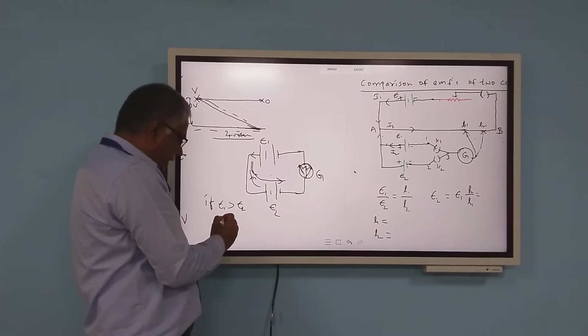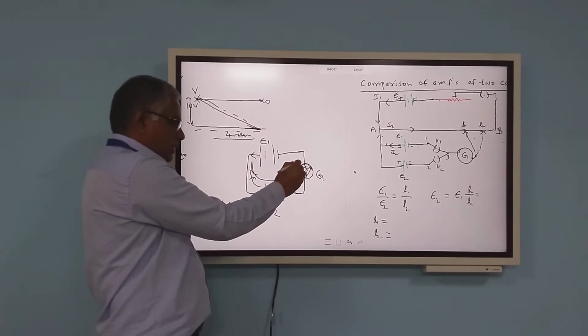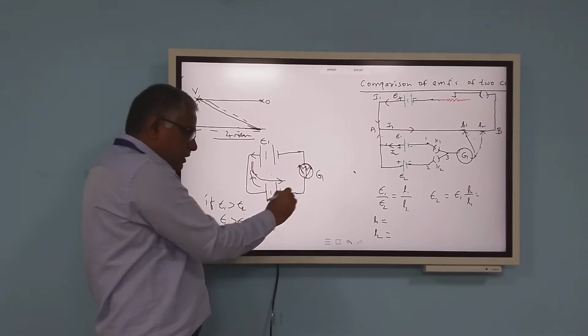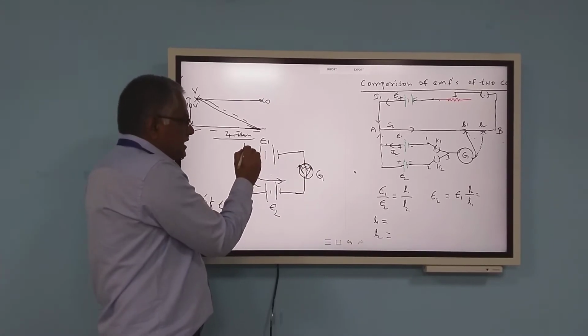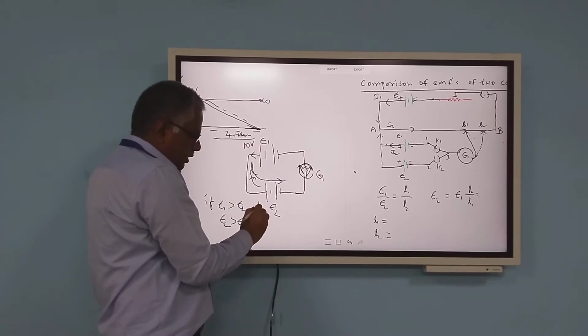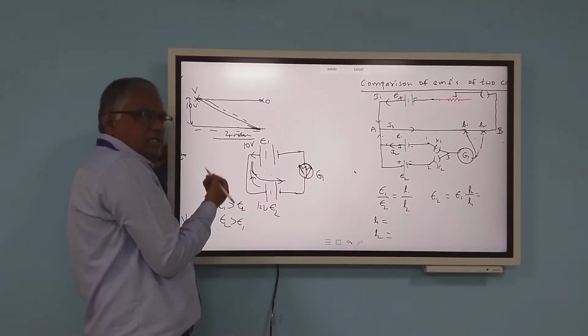If E2 is greater than E1, then the current direction is clockwise. Then it will be flowing in this direction, and the deflection will be on the opposite side. Suppose let us take this is 10 volts, this is 12 volts. Then what happens? Current direction is clockwise.